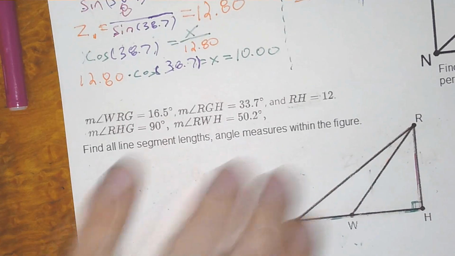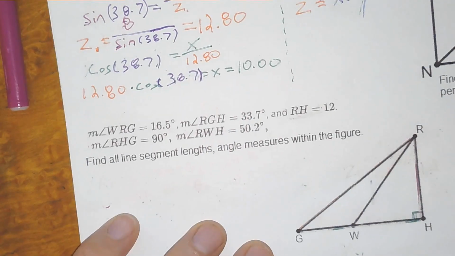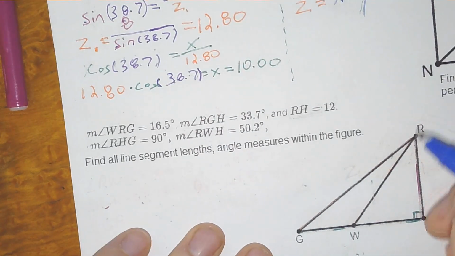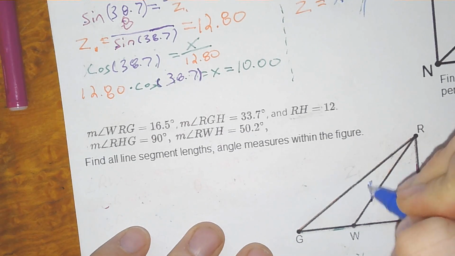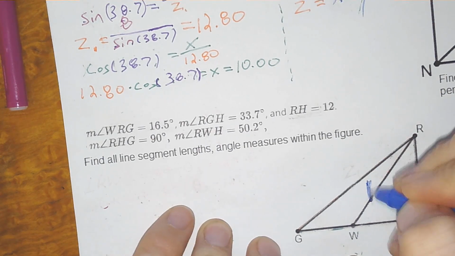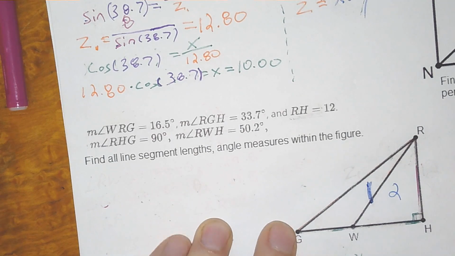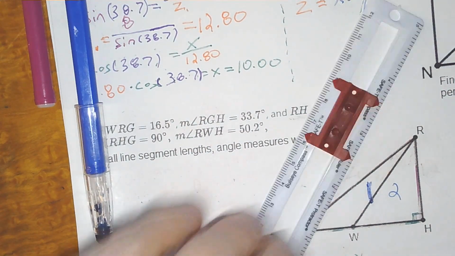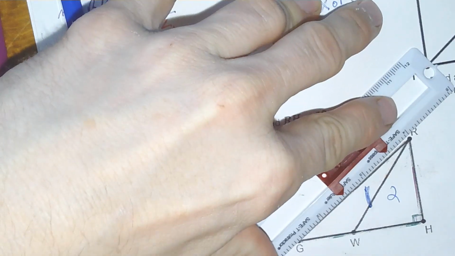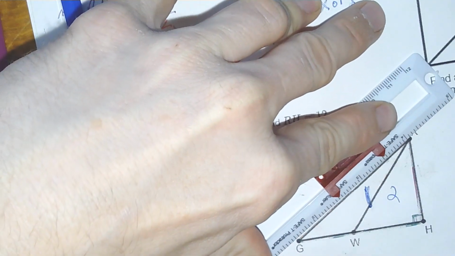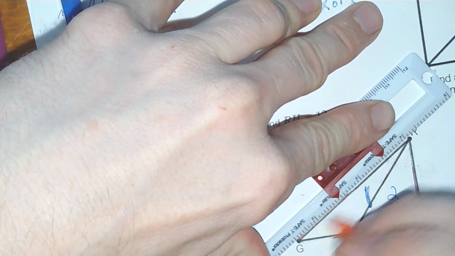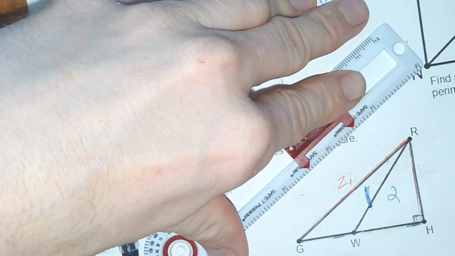So here we have two triangles overlapped on each other. We're going to call the first one, the big one, triangle 1, and the little one, triangle 2. All right, and I'm going to go ahead and highlight the hypotenuse of each. We have this line RG is the hypotenuse of the first one. All right, I'm going to highlight that one. I'm going to call that Z of the first one.